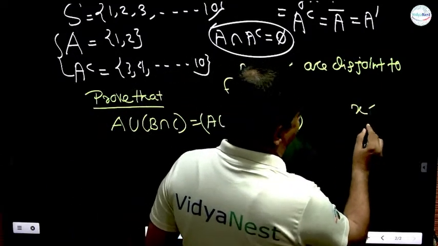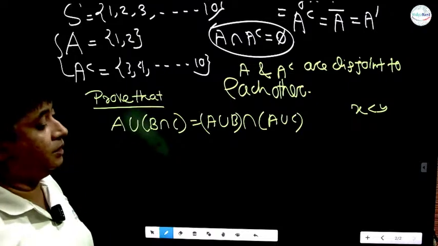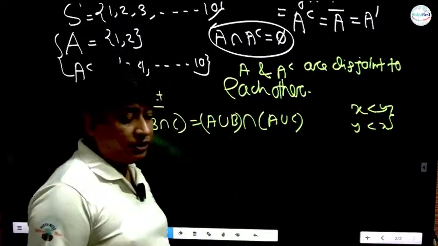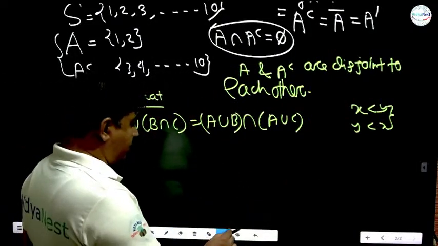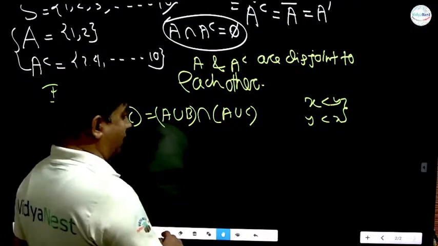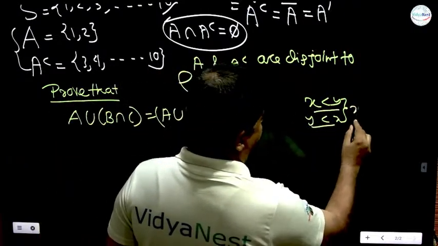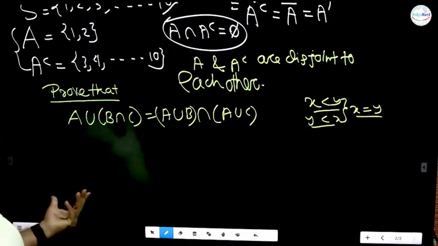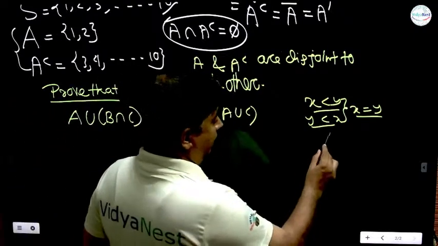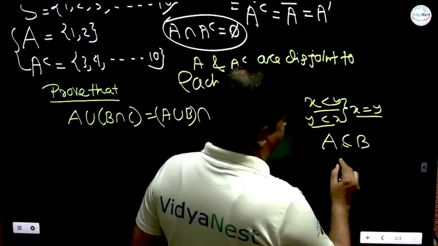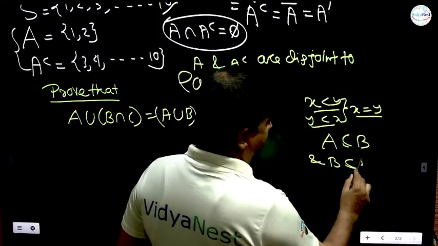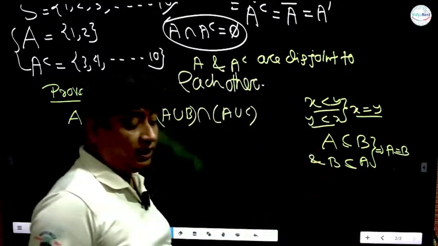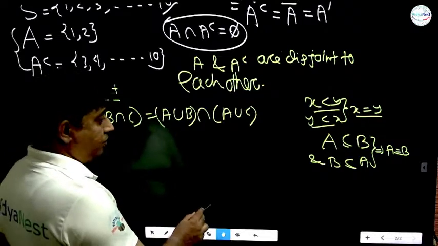Suppose x is less than y and as well as y is less than x. At a time these two will not occur. So, I can write, once you get this, x is equal to y. So, we will try to proceed with that concept. Suppose A is a subset of B as well as B is a subset of A, then we can say set A is equal to set B. Same concept.